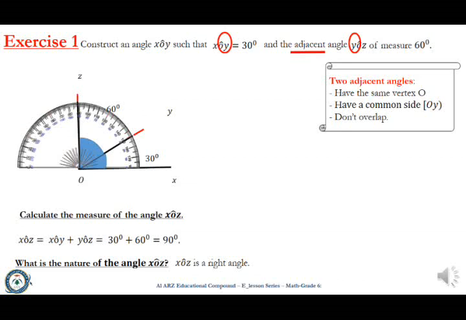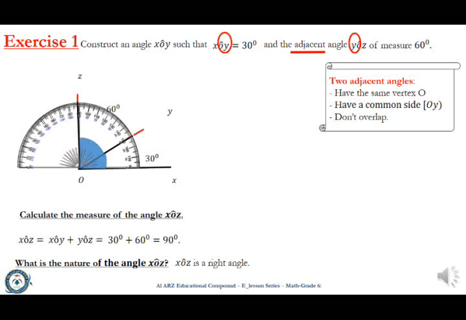You have the angle XOY. Write the measure 30 degrees. You can draw an arc if you want. Now to draw the other angle, we need to draw the angle YOZ. We have already the side OY. We need to continue the construction of this angle to draw the other side OZ.